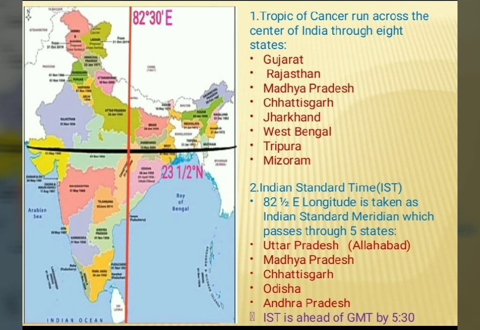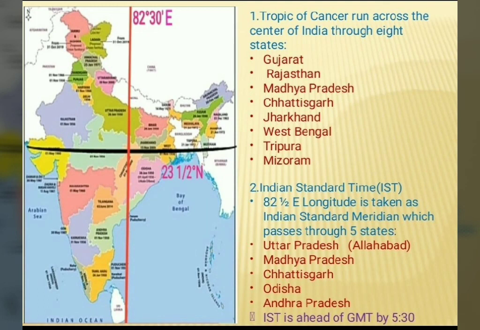India's longitudinal extent is almost 30 degrees. That's why 82.5 east longitude is taken as Indian Standard Meridian, which passes through 5 states. They are Uttar Pradesh, Madhya Pradesh, Chhattisgarh, Odisha and Andhra Pradesh.